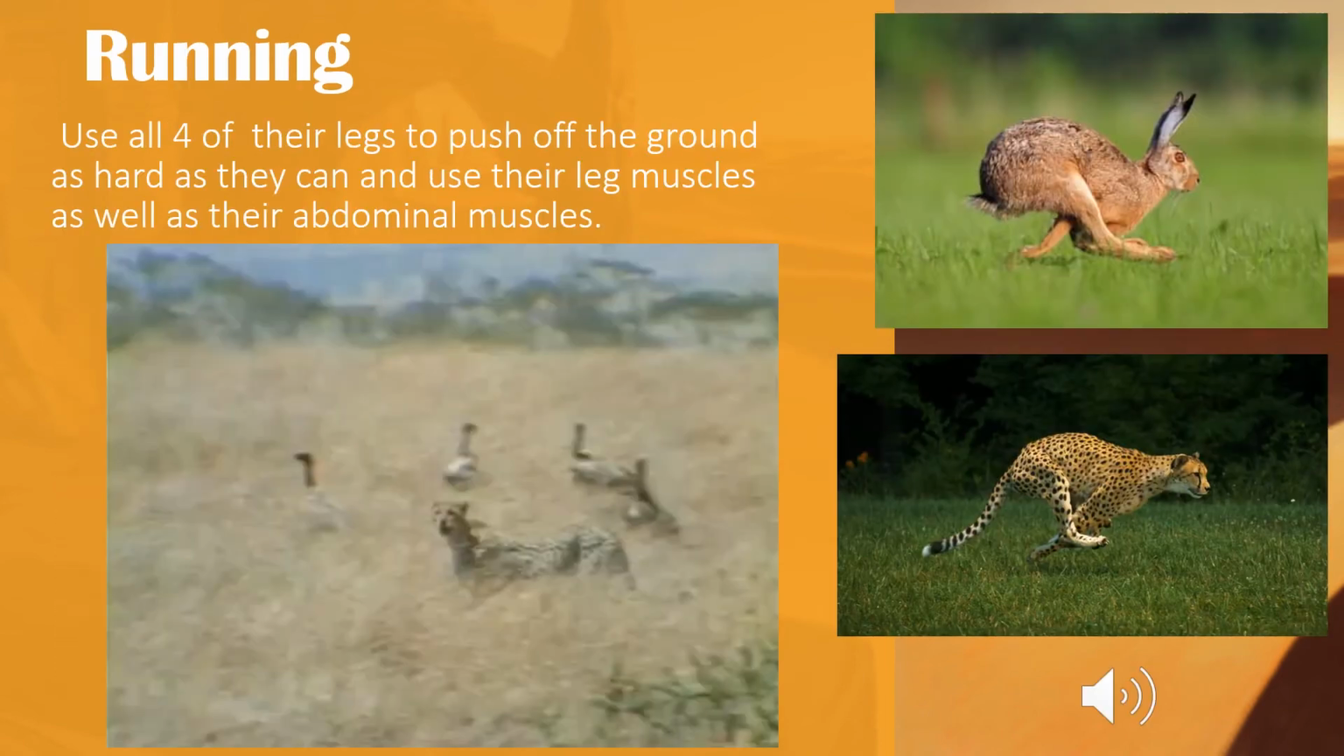This next form of locomotion is called running. When an animal runs, it uses all four legs to push off of the ground as hard as they can, and they use all of their leg muscles and their stomach muscles.